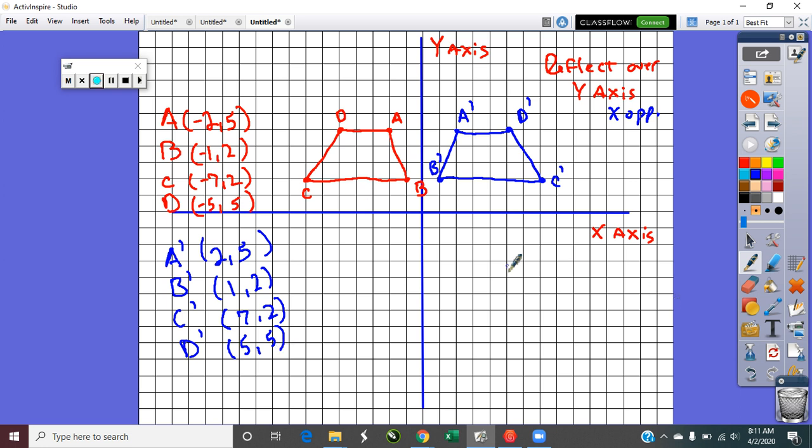Okay, let's take a look at one where we are going to reflect over the x-axis. Again, rewind this and rewatch it as many times as you need to, guys. It's definitely an advantage of having a video of this lesson.